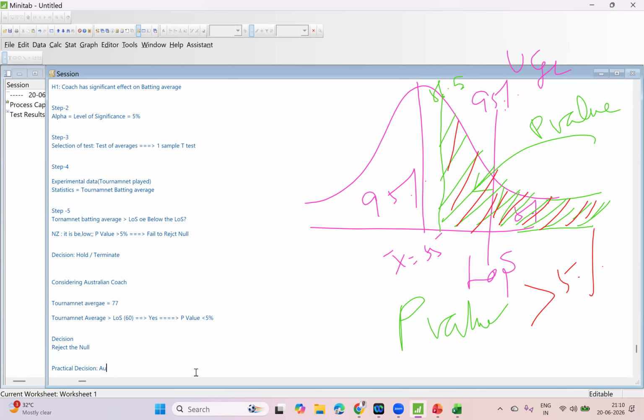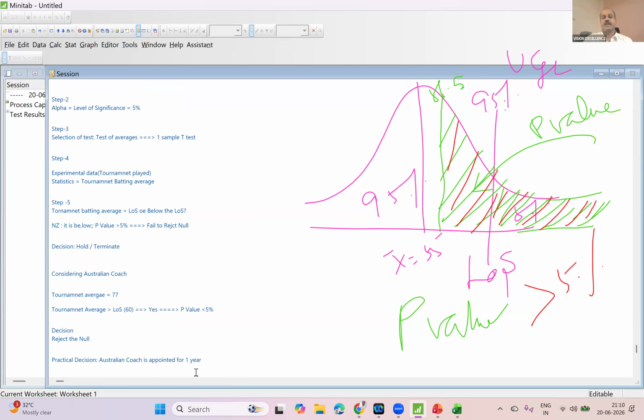The Australian coach has an effect on the batting average. Fine. Keep the Australian coach. He is appointed for 1 year. He's going to enjoy all the facilities and a big salary. Clear? Do you understand hypothesis testing with a simple example? Yes, sir. And now, any question, Vikas, you can ask your question.